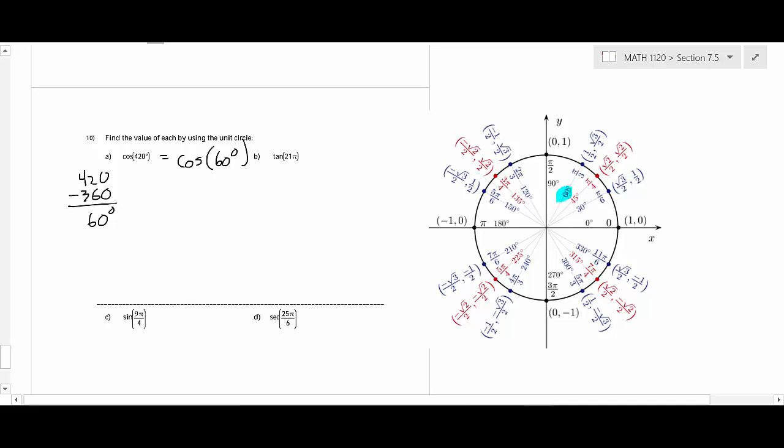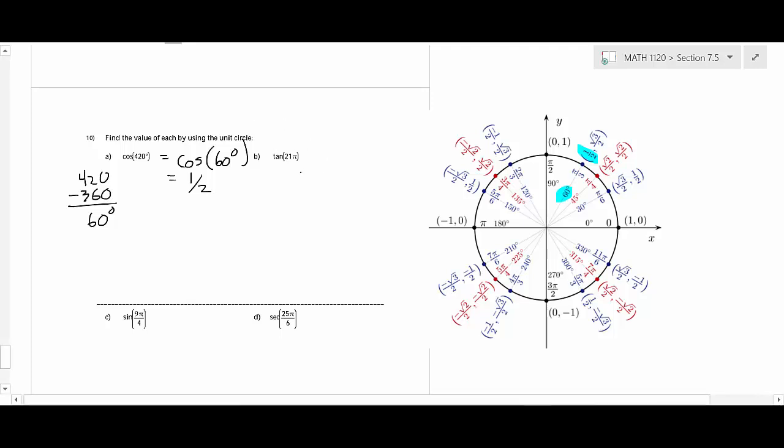All right, there's 60 degrees. Tell me what the cosine is. 1/2. The cosine is the x value. Therefore, that problem is done. It's 1/2. Okay, you want to do this without your calculator. You want to look at your unit circle and figure these out. That's your goal, okay?